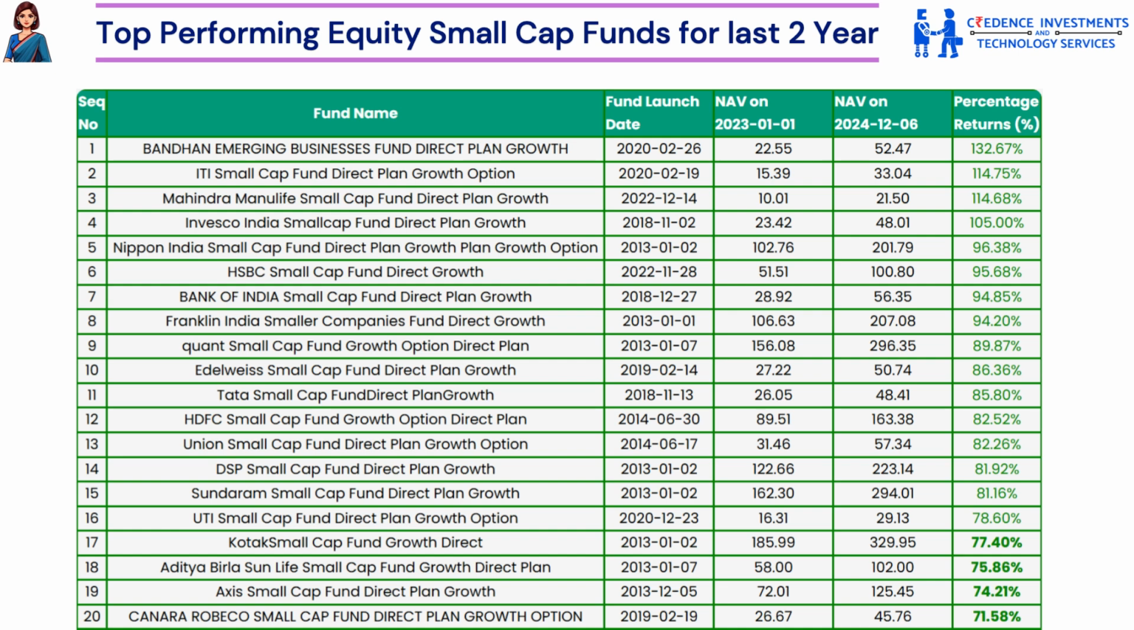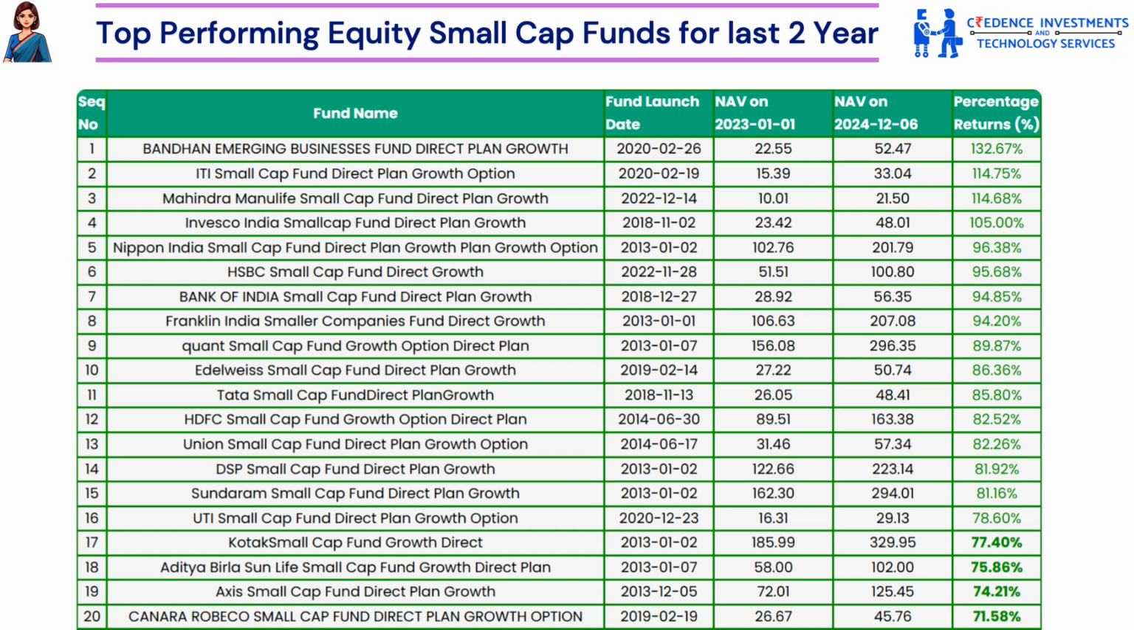Moderate performers, below 80% returns. Kotak Small Cap Fund Growth Direct, 77.40%. Aditya Birla Sun Life Small Cap Fund Growth, 75.86%. Axis Small Cap Fund Direct Plan Growth, 74.21%.